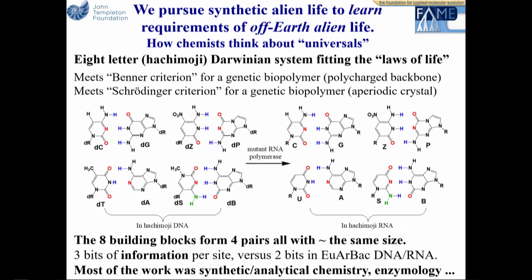There's also the so-called Schrodinger requirement, which you heard about this morning as well, which is that the building blocks must have not a physical chemistry constancy, but rather a structural constancy. That is, all the building blocks have to fit into an aperiodic crystal structure. That's what allows them to evolve. And so the 8 building blocks form 4 base pairs now, unlike the 4 building blocks that form the 2 base pairs in Urbac DNA and RNA.